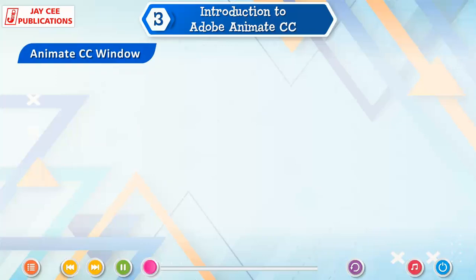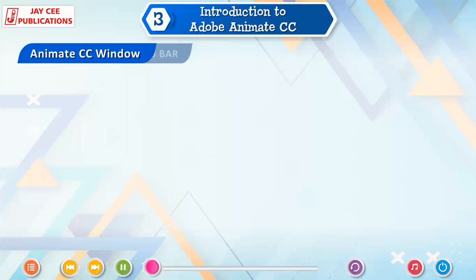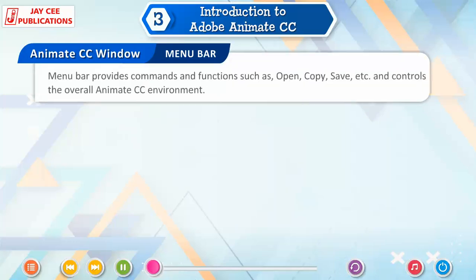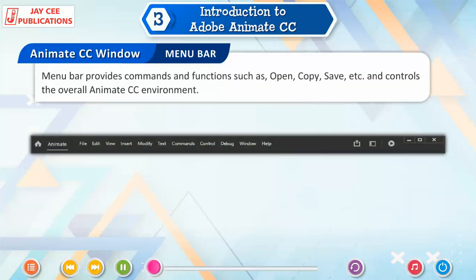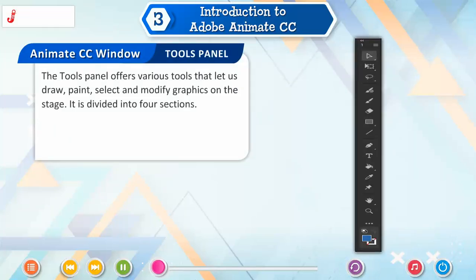Animate CC window. Animate document window contains the following major elements. Menu bar. Menu bar provides commands and functions such as open, copy, save, etc. and controls the overall Animate CC environment. Tools panel. The Tools panel offers various tools that let us draw, paint, select, and modify graphics on the stage.